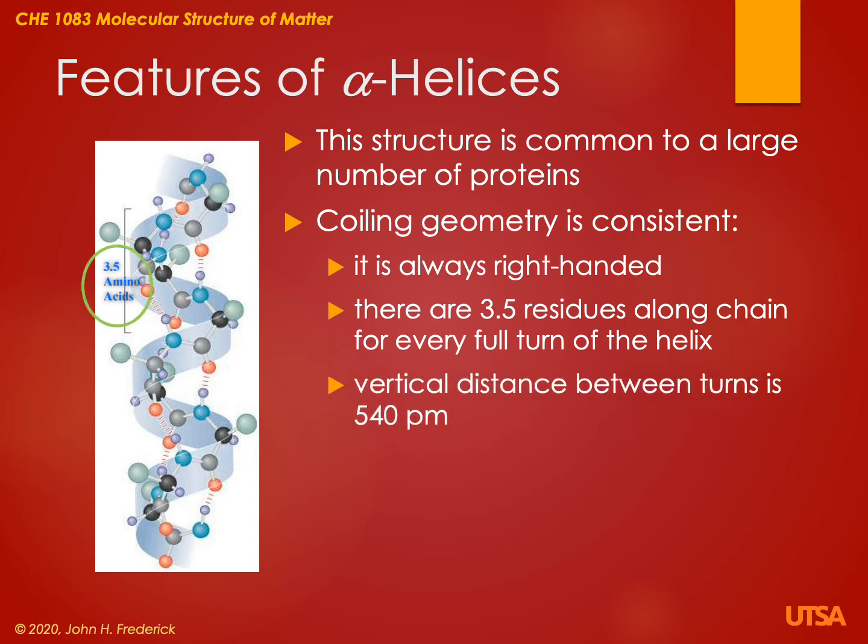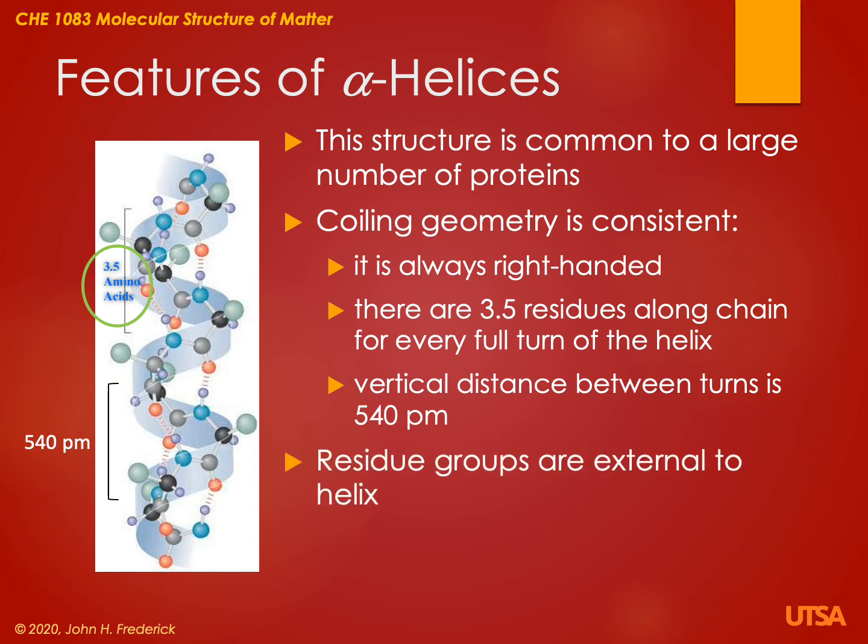The vertical distance between these turns is always around 540 picometers. So it's that distance there. The residue groups are going to be external to the helix, so you can see them sitting out here on the outside. And that's important because they're the things that really determine the chemical functionality of a protein. Because they're sitting on the outside, they're the ones that are interacting chemically with other parts.